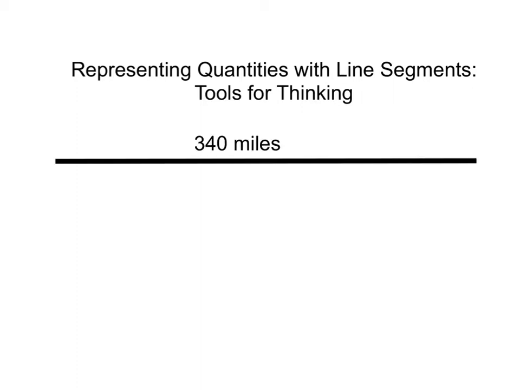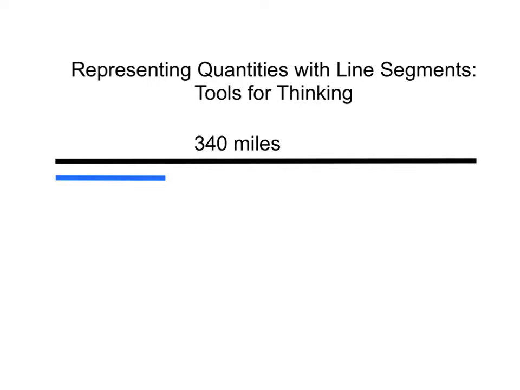Imagine driving on a trip that is 340 miles long. We can represent this trip using a line segment. Then we can consider how far we have traveled when we have gone, say, 1/4 of the distance of the entire trip. We can represent this distance using a line segment that is 1/4 as large as the entire trip.